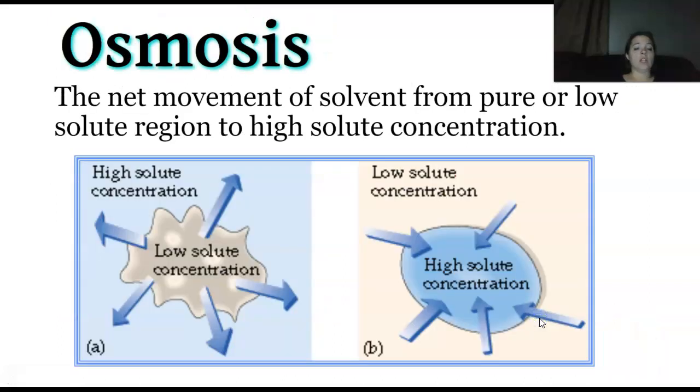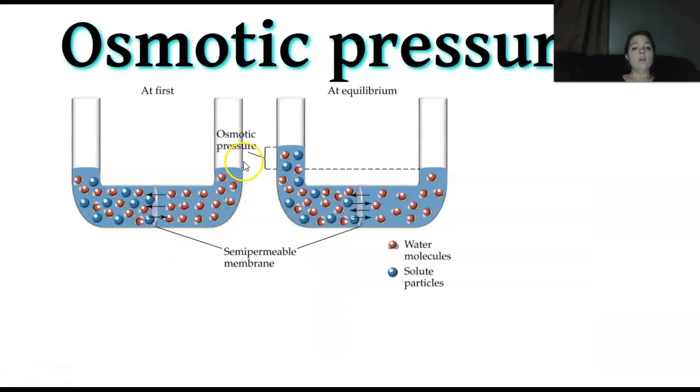All right, so let's look into osmosis. This is the net movement of solvent from a pure or low concentration solution region to a high concentration region. So they're going to go from low to high. At first we have a high pressure here, low pressure here. At equilibrium, everything will equal out. Less water molecules will go across. Look, there's more going across here than going across here. Now there's equal, where there's more here giving you osmotic pressure.